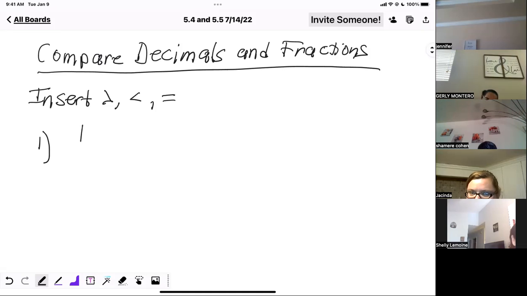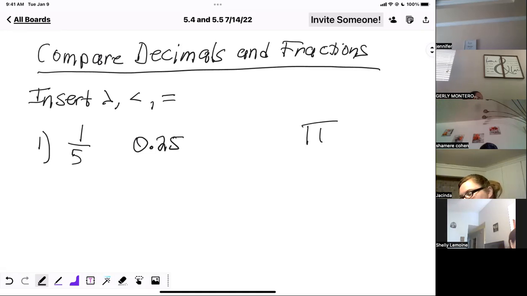One, we're going to compare 1/5 with 0.25. Which one's bigger, or are they equal? How are you going to know? Well, you're going to change 1/5 to a decimal, or you change a decimal to a fraction, whichever one you want to do. I'm thinking because we're dividing fractions to make decimals, we're going to divide.